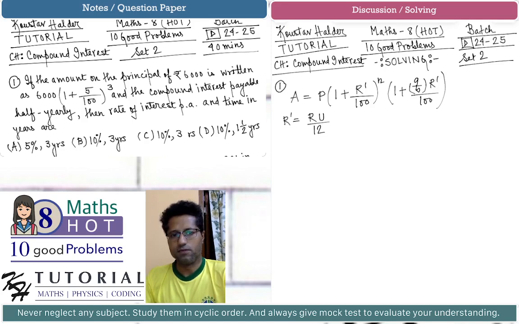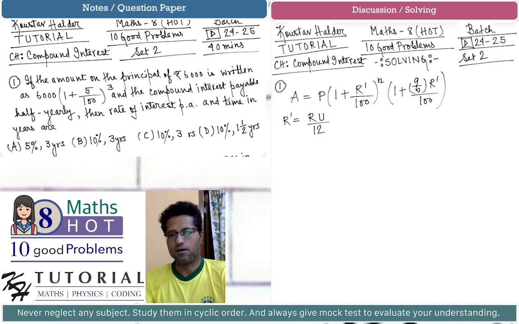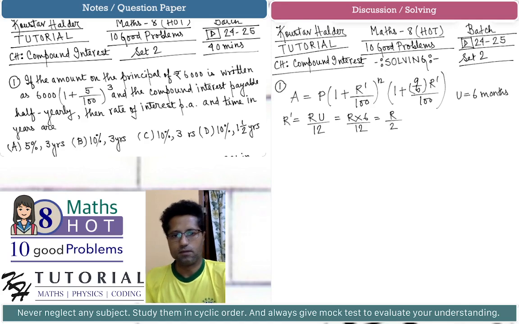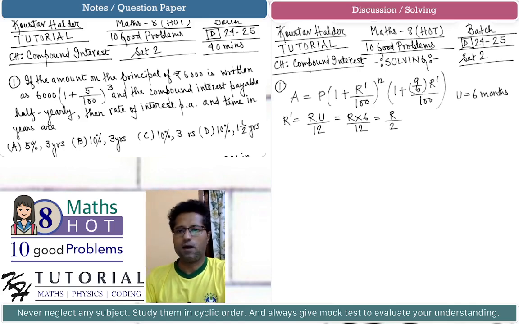So, in this problem, it is given that the compound interest is payable half yearly, that is, after every 6 months the interest will be calculated. So U in this problem is equal to 6 months. As per the formula and my discussion, U is in months. So R dash will be R multiplied by 6 by 12, which is equal to R by 2. Whenever the interest is compounded half yearly, R dash will always be R by 2, where R is the given rate per annum.